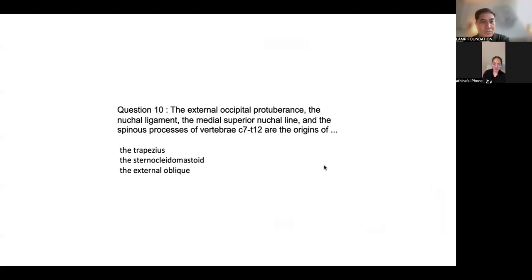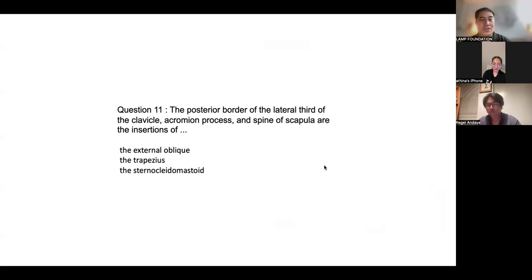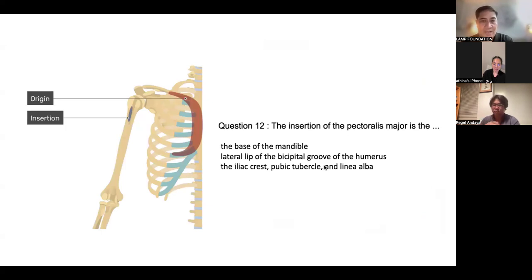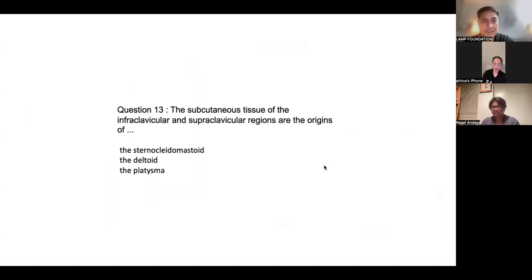External occipital protuberance, the nuchal ligament, the medial superior nuchal line, and the spinous processes of vertebrae C7 to T12 are the origins of the trapezius. The posterior border of the lateral third of the clavicle, acromion process, and the spine of the scapula are the insertions of the trapezius. The insertion of the pectoralis major is the lateral lip of the bicipital groove of the humerus.